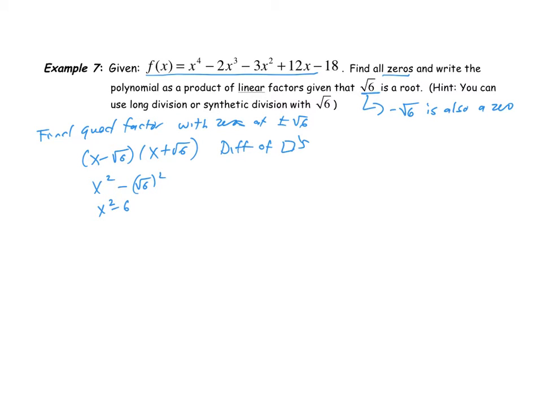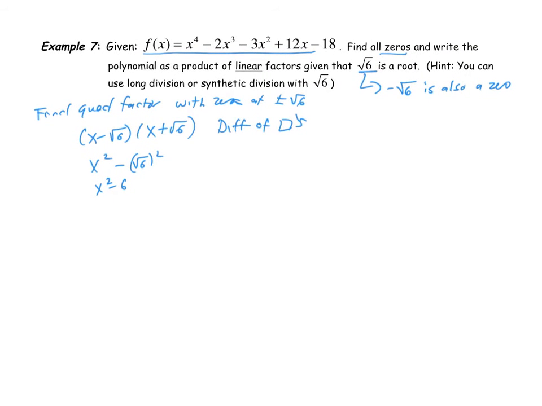So in this case, we can use long division to start factoring the polynomial. If we had linear factors of the form x plus something or x minus something, we could use synthetic division. So I'm going to set up the long division. I have x to the fourth minus 2x cubed minus 3x squared plus 12x minus 18. That's my polynomial function. I'm going to divide that by the quadratic factor we just found that gave us the zeros at plus or minus rad 6.